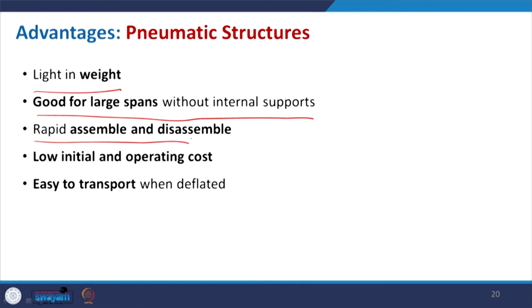Rapid assembly and disassembly: you inject the air and you remove the air, that is all. Low initial and operating cost, because hardly any heavy materials are used. Easy to transport when deflated: suppose this is the structure and I want to put it in my pocket. It would take much time, but if I deflate it, the same material, I can hold it and put it in my pocket. This is a very simple example; you can just enlarge the scale and see that the statement is very correct, that we can easily transport the overall system when it is deflated.